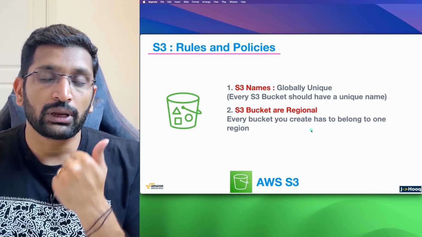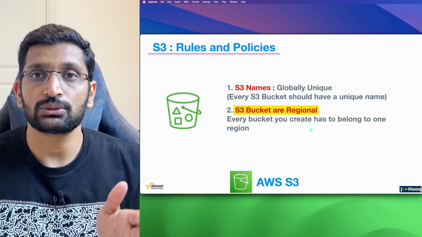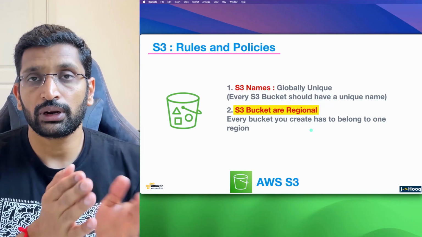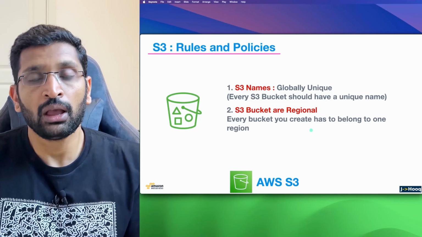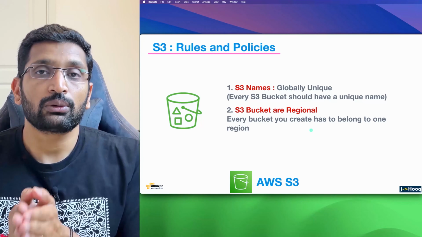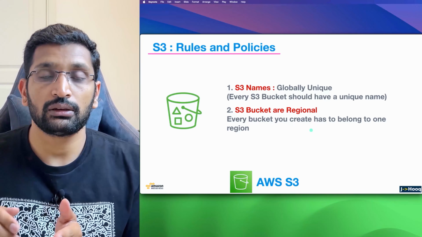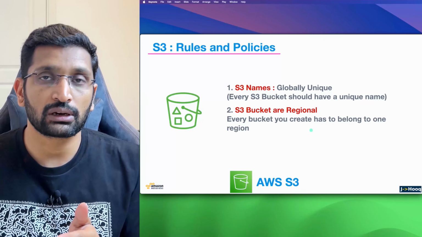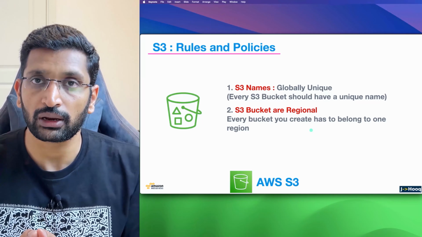Second, buckets are regional. Once you create a bucket, that bucket is associated with one region. For example, we have created our S3 bucket in the Frankfurt region, so that bucket belongs to the Frankfurt region. And in case you need to create a bucket in some other region, then you need to choose that region, go to S3, and then create your S3 bucket.